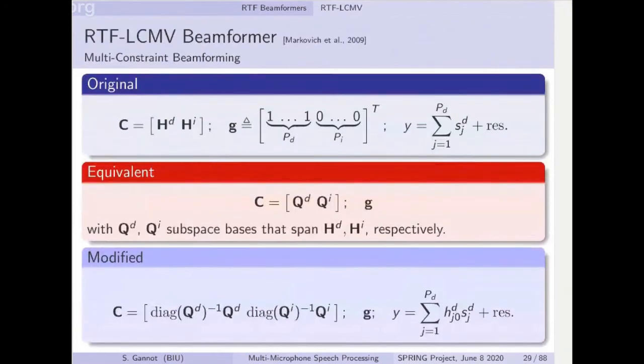If we go back to the multiple speaker environment, then we have the set of sources HD. This is all the transfer functions from all desired sources to all microphones. HI is the same for the interference sources. We would like to have a beam towards all the desired sources, so PD1s in G, and zeros to all interference sources. If we apply this beamformer, we actually have a summation of an entire conversation at the output.